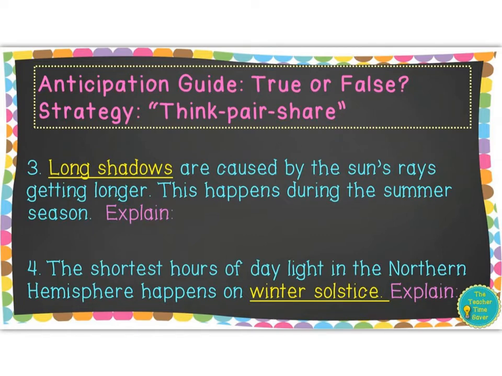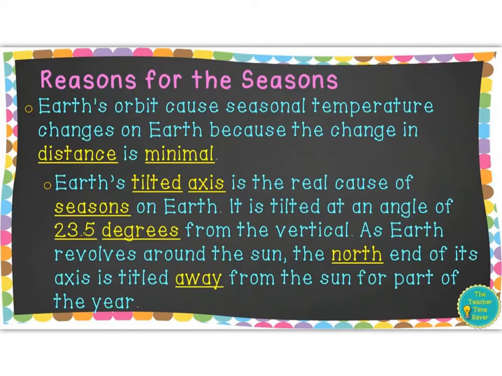These are those true or false questions again, where in class I would have you work, think, pair, and share together. But for these, you can just listen. You can write them down in your notes if you want to as you fill them in. Number 3 states, long shadows are caused by the sun's rays getting longer. This happens during the summer season. So in class, you would just write true or false, and then explain why. And number 4, the shortest hours of daylight in the Northern Hemisphere happen on the winter solstice. Again, true or false, and explain why.